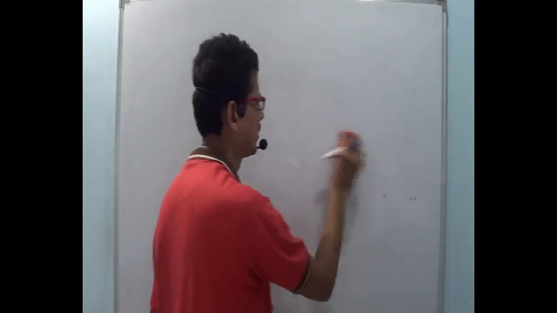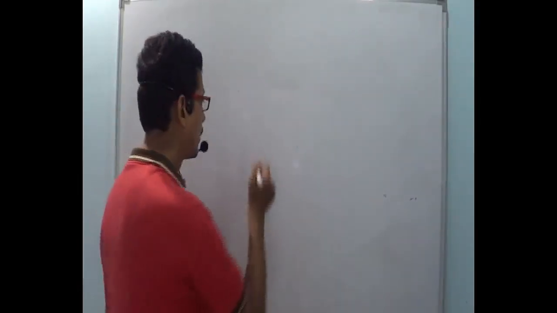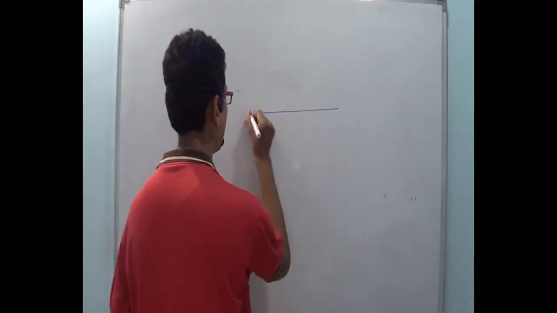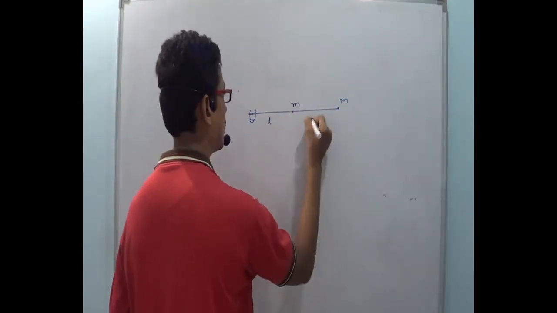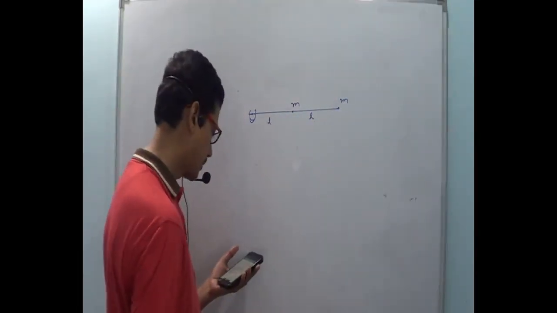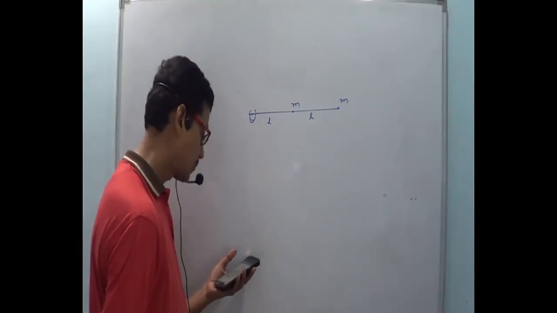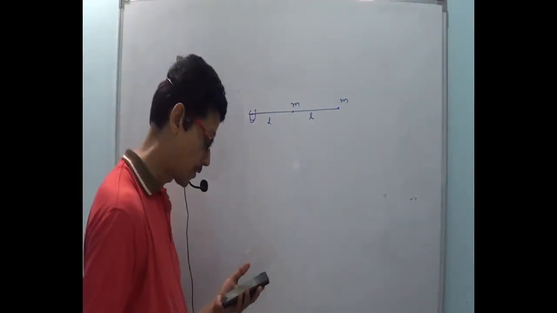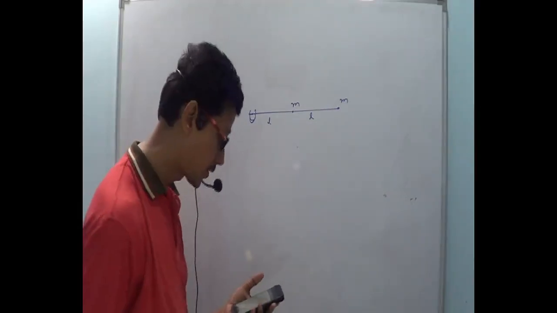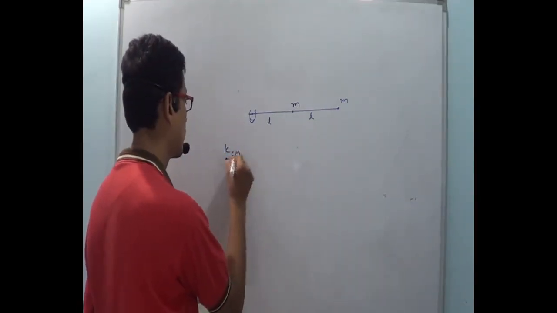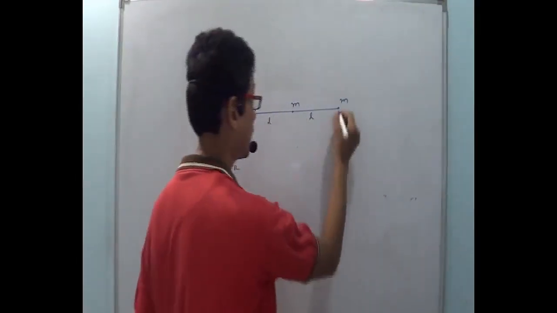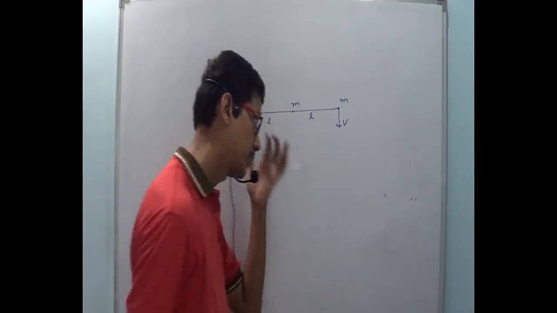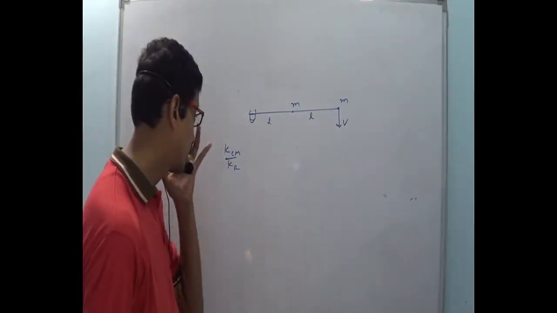Next, 34th problem. There is a rod which is hinged, and here there is a massless light rod, and this is L length. Total rod length is 2L, and he is asking what is the ratio of the kinetic energy of center of mass to the rotational kinetic energy. This is the question. And this block is moving with a speed v. At that instant we have to find this ratio.